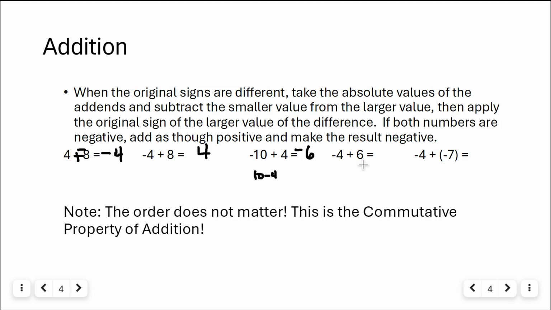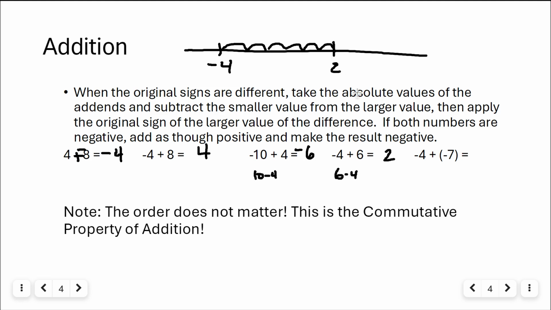All right, I'm going to subtract these 2 numbers. 6 minus 4 gives me 2. And then I'm going to take the sign of the higher number between the 4 and the 6. The 6 is higher, so it's going to be a +2. And again, you can do all these on the number line. If you're at -4 and you go up 6 spaces, -3, -2, -1, 0, 1, 2, you'd be at 2.